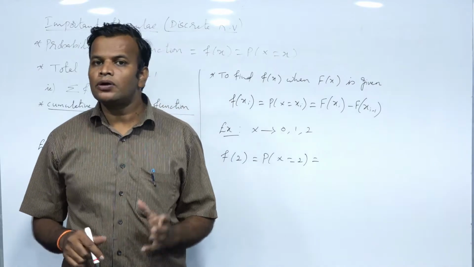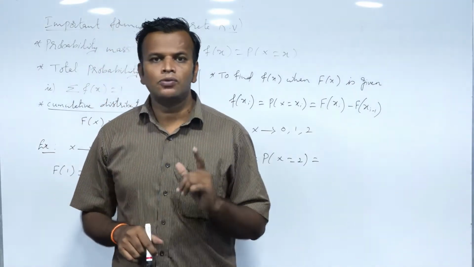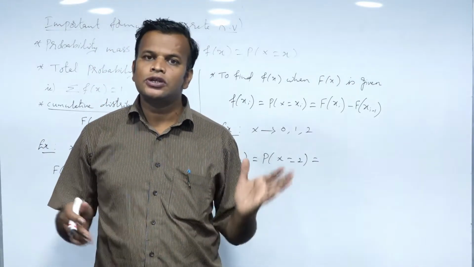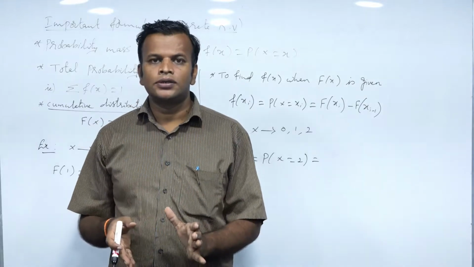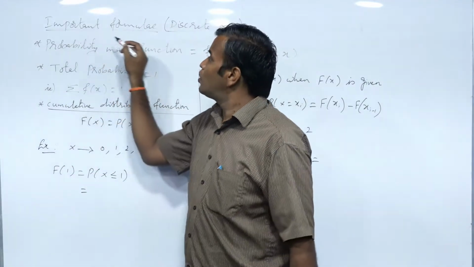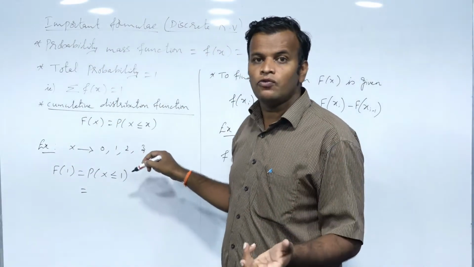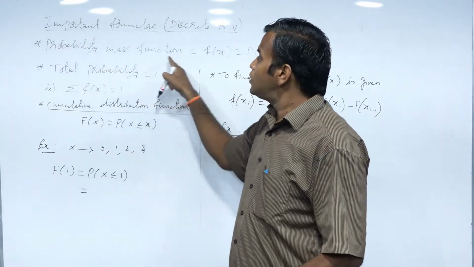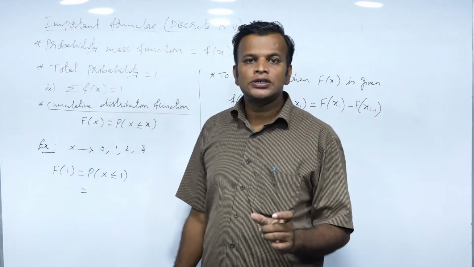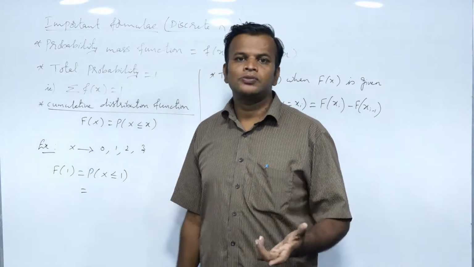You know very well that the total probability value is always equal to 1. In lower classes also we saw the total probability value is 1. Now we see some concepts, an important formula regarding a discrete random variable. You know the probability mass function. First we see one function. The name of the function is the probability mass function.